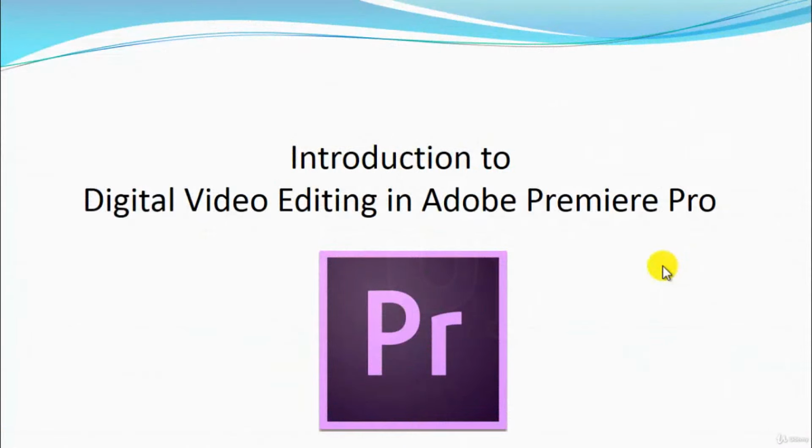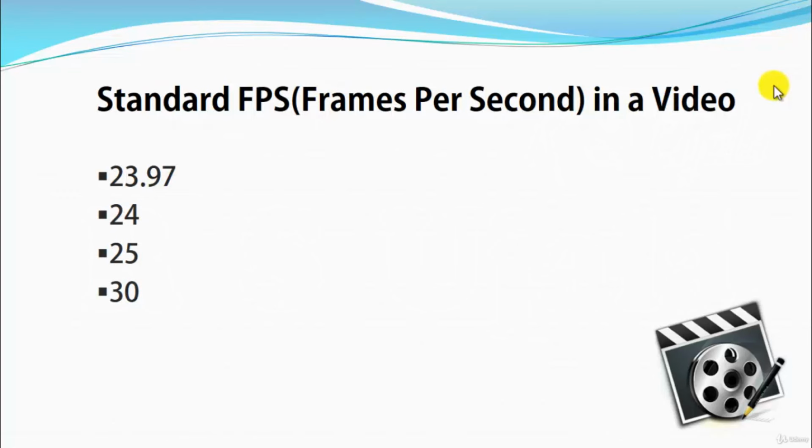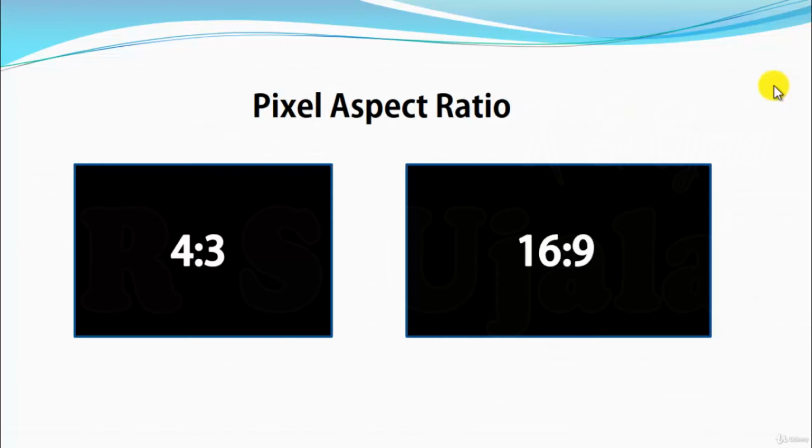So right now I would like to take you through the entire course in a nutshell, in which we have gone through the various processes, starting from the basic editing, the different frame sizes, different frame attributes, video properties and all. So let us go through all that in a nutshell. These are the standard frame sizes of a video: 480 by 360, 720 by 576, 960 by 540, 1280 by 720, and 1920 by 1080. These are the different FPS, frames per second, of a video: 23.97, 24, 25, 30.